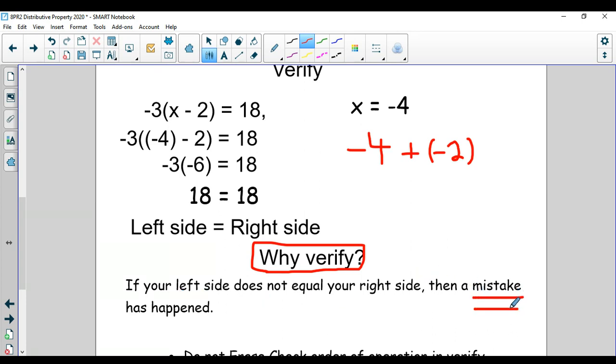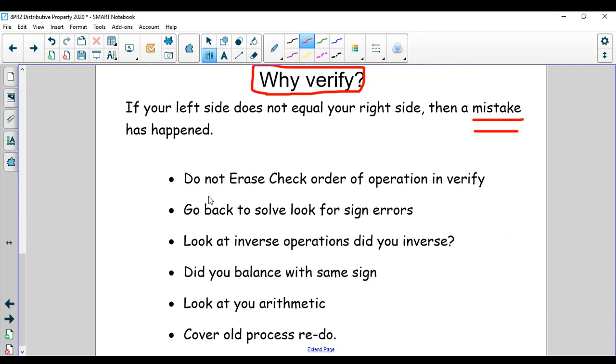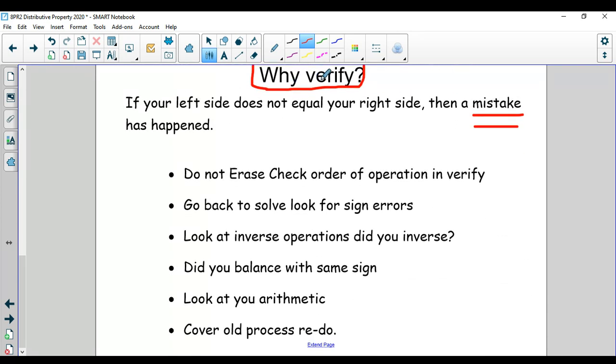Do not erase all your work. Check your order of operations in your verify first. Look at your signs. Look at all these great points I have down here. So if we verify and left side does not equal right side, we made a mistake. Do not erase. Check your order of operations and your verify. Go back to your solve. Look for some sign errors. These are common mistakes.